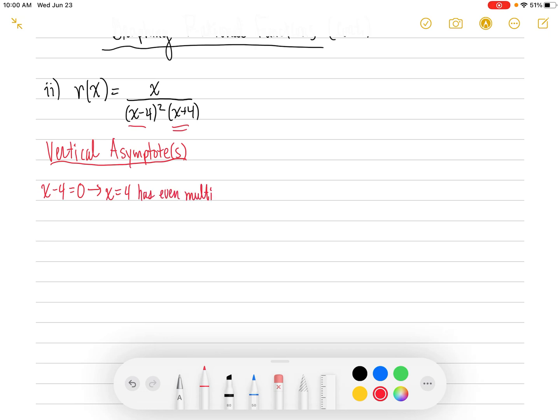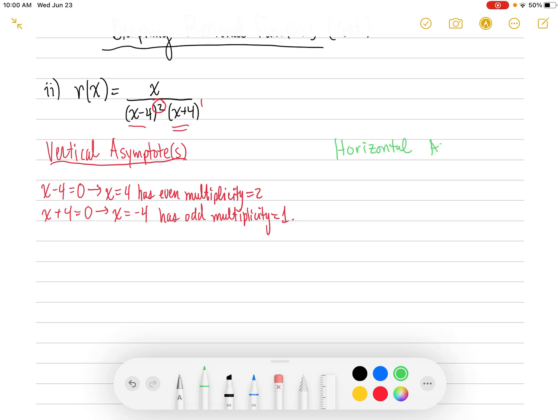I'll get x equals 4 when I add 4 to both sides, and that has multiplicity 2, which is even. Why even multiplicity 2? Well, you have a power of 2 right there. Okay, and I'm going to look at my second factor, x plus 4. Set that equal to 0. When I subtract 4 from both sides, I get negative 4 as my vertical asymptote. x equals negative 4. That has an odd multiplicity of 1. Imagine a power of 1 up there.